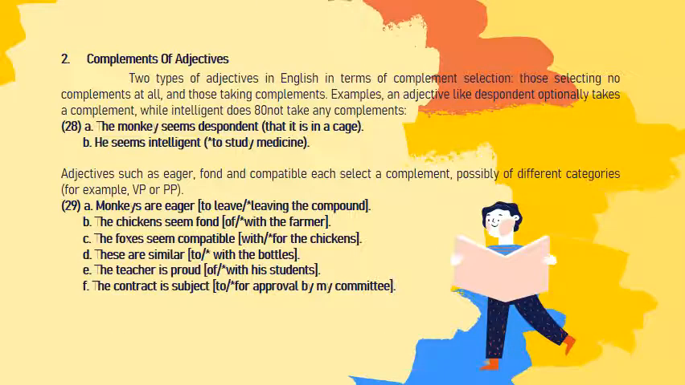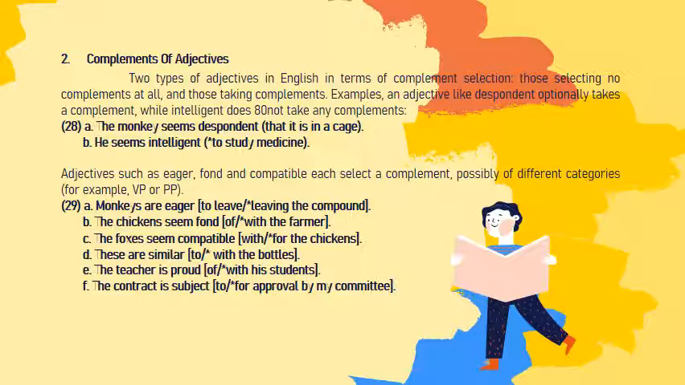Complements of adjectives. There are two types of adjectives in English in terms of complement selection: those selecting no complements at all and those taking complements. For example, an adjective like despondent optionally takes a complement, while intelligent does not take any complements. A. The monkey seems despondent. B. He seems intelligent.